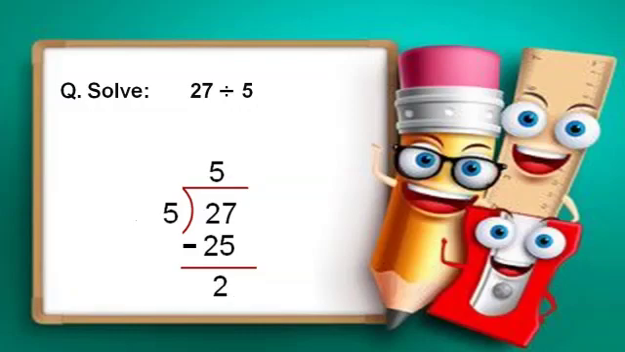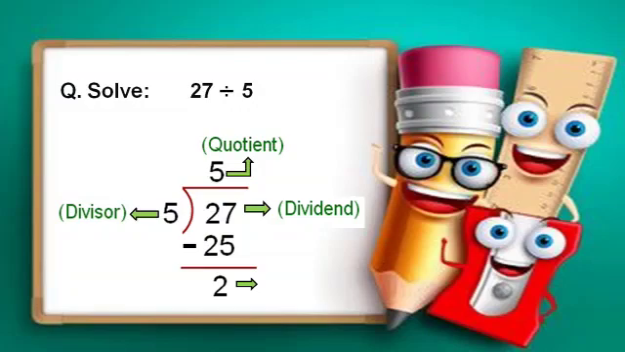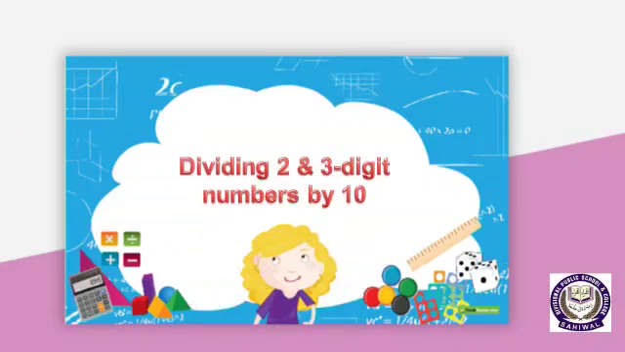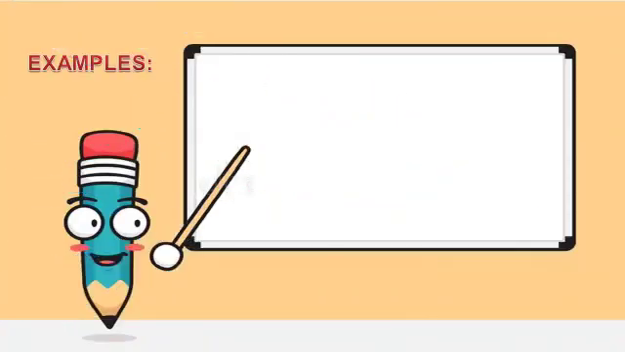We again revise some terms. 5 is divisor, 27 is dividend, 5 is quotient and 2 is remainder. Now we move on to our next concept. What is that? Dividing 2 and 3 digit numbers by 10. The method of dividing 2 and 3 digit numbers by 10 is the same as you have learned before.